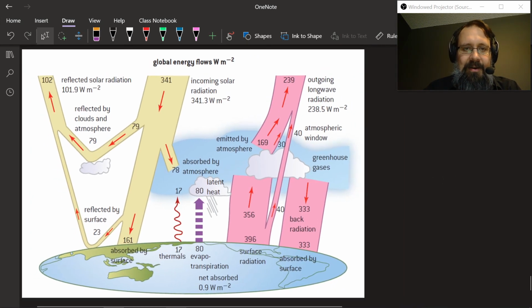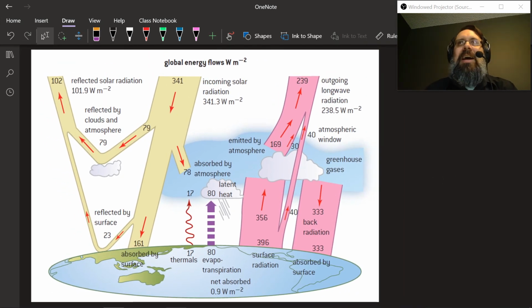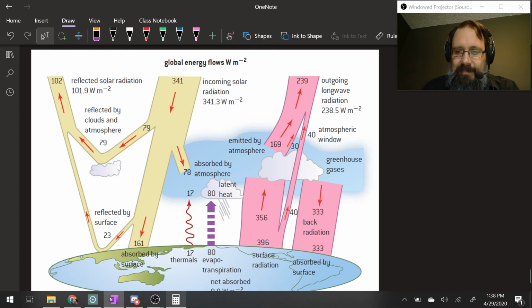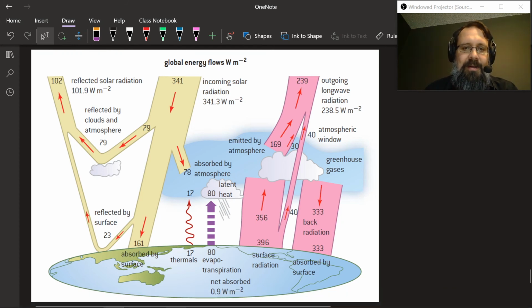Okay, this is the last diagram that we need to look at. I'm trying to see how much time I have here. I don't remember what time I started, but I'm sure that we're about out of time. So this is the big picture of everything. This is called the Earth energy balance. Let's just walk through this and then we'll be done.